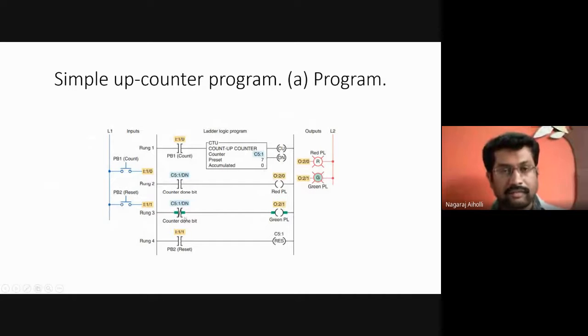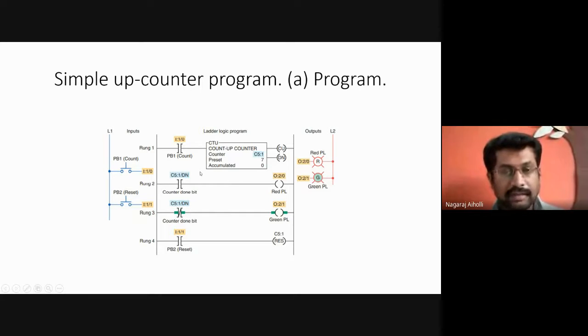So this C5:1/DN is enabled to turn the green pilot on, and initially, when the done bit is still 0, the green LED will be glowing. Once the done bit becomes 1, the red pilot light will be turned on.